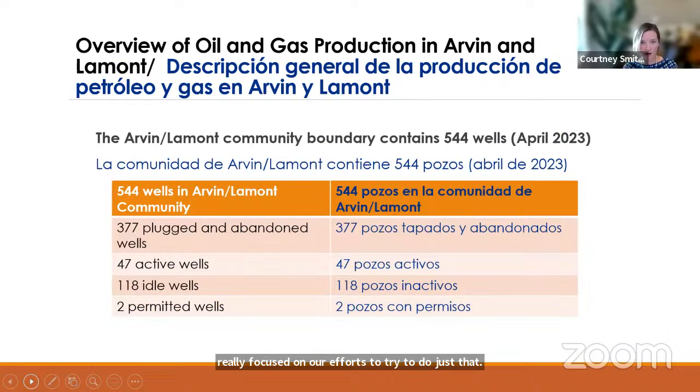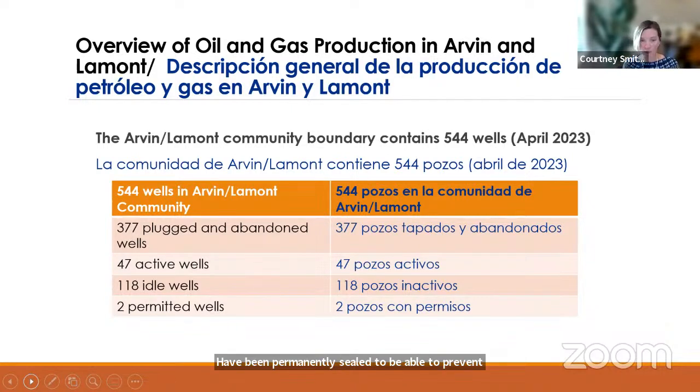And so this was one of the great recommendations by Cesar and Bianca. We thought it would be helpful for you all to know a snapshot of oil and gas wells in your community. So we looked within the Arvin Lamont 617 boundary that you all developed. And within that boundary, there are a total of 544 oil and gas wells in the community. Now, the majority of these wells, 377, are wells that we've characterized as plugged and abandoned, which is a technical term, but it basically means that these wells have been permanently sealed to prevent emissions or leaks into the air or water.